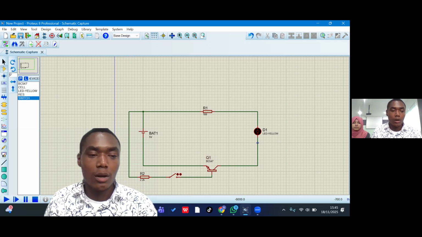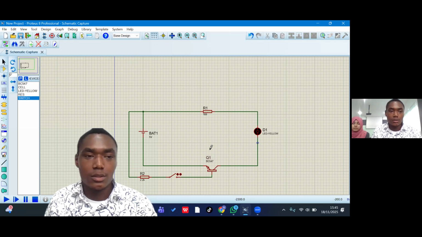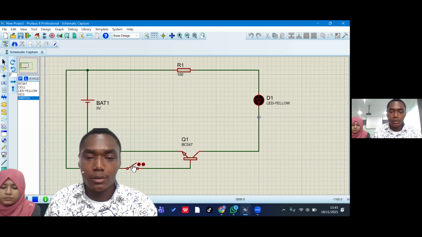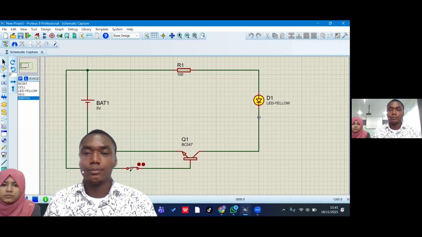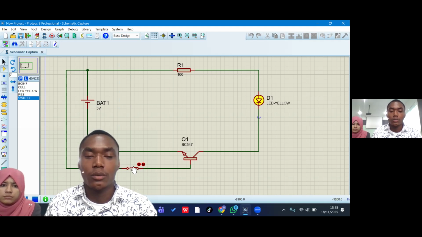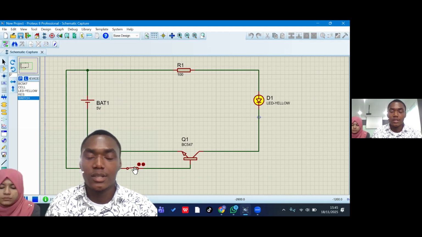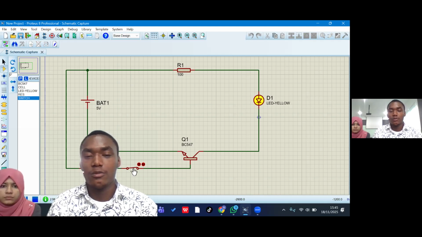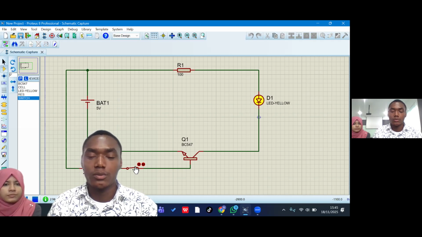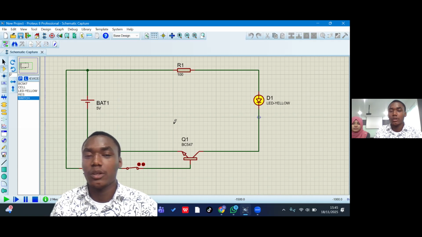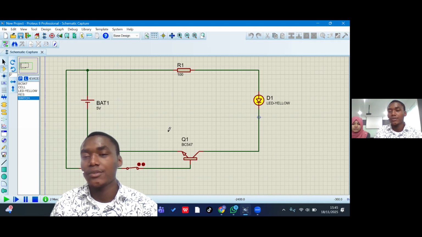Okay, now our circuit is ready. Let's just try to simulate it, see if it's working. Our circuit is ready. As you can see, it's working. The transistor acts as a switch in this circuit. So my fellow student is going to tell you the function of each component in this circuit.